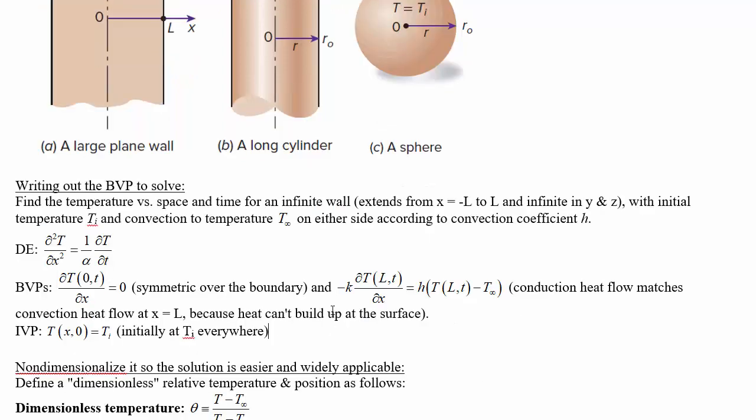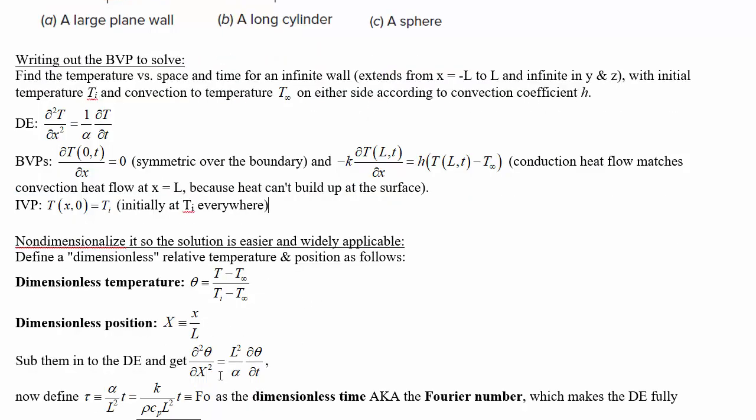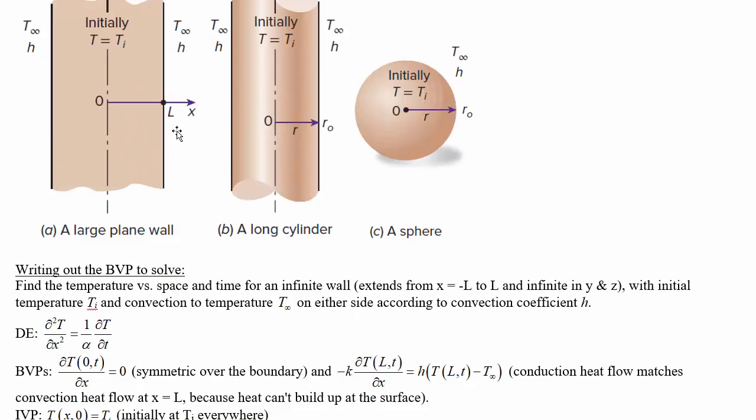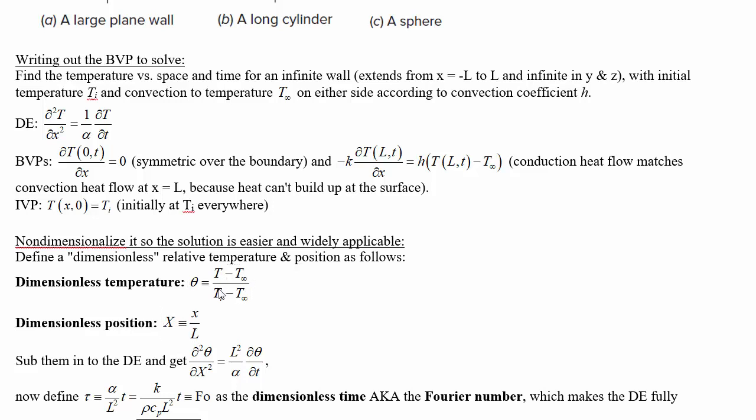Again, the first thing we're going to do is non-dimensionalize it. This is a pretty standard thing to do in physics and especially in fluid mechanics. So the dimensionless temperature that we're going to define is called theta, and this is defined as the temperature minus the free stream temperature divided by the initial temperature minus the free stream temperature. And we're going to define dimensionless position as the position relative to the length from the center to the edge of the wall. After you substitute these parameters in, the differential equation turns into this.